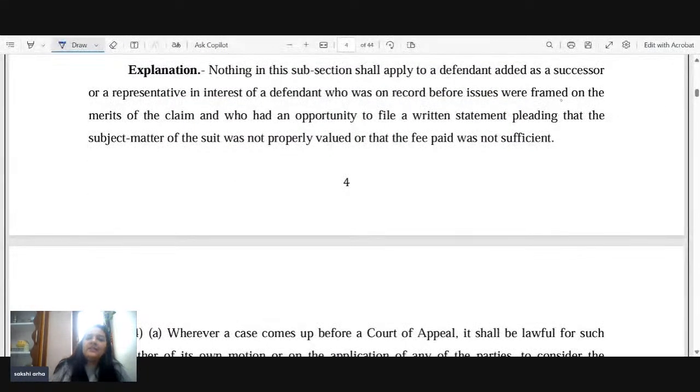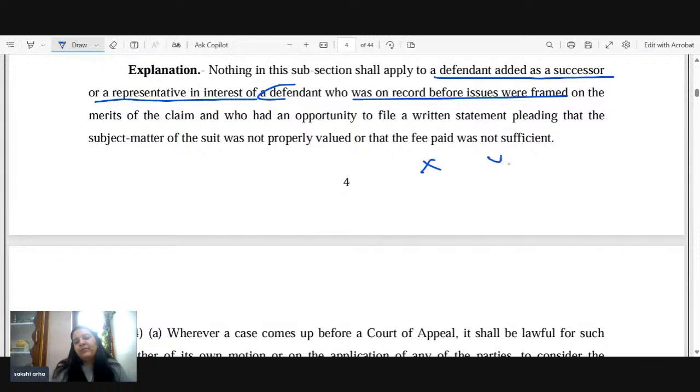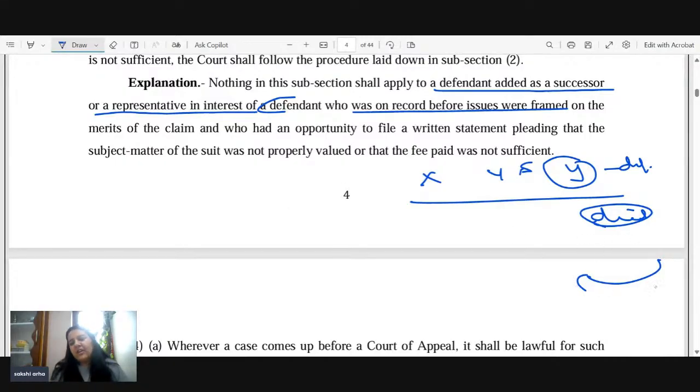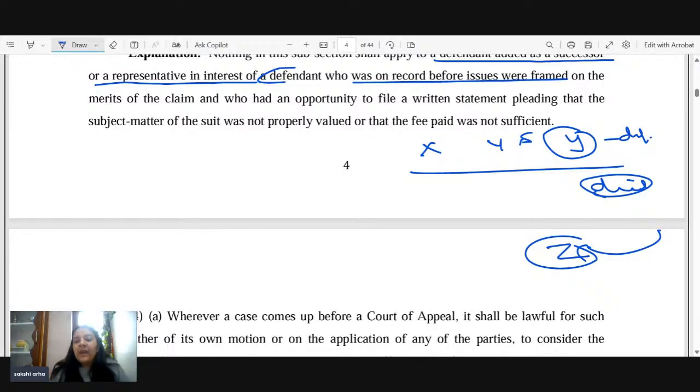Okay. Nothing in this subsection shall apply to defendant added as successor or a representative in interest of a defendant who was on record. So suppose there was a person X who filed a suit against Y. Okay, this Y is defendant. Now everything is decided, court fee वगैरह सब कुछ decide हो गई, and Y is dead. Okay, Y died between the suit. Now a successor will proceed here. Y के जो legal heirs वगैरह होंगे वो वहां पे enter हो जाएंगे. So this section is not applicable on his legal heirs. उस पे applicable नहीं है ये. Okay, because it is already decided. So it is not applicable on the legal heirs. But when this Y has already got an opportunity, okay, जब उस Y को already एक opportunity मिल चुकी है कि आप बता दो कुछ issue है तो, okay, अगर Y ने नहीं बताया तो बाद में successors आके नहीं बता सकते.